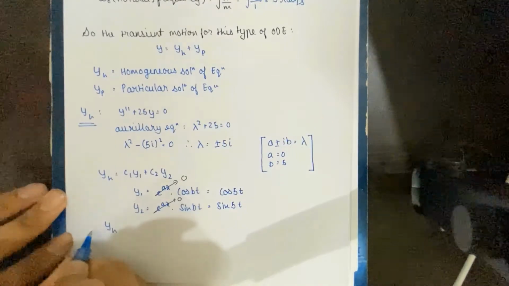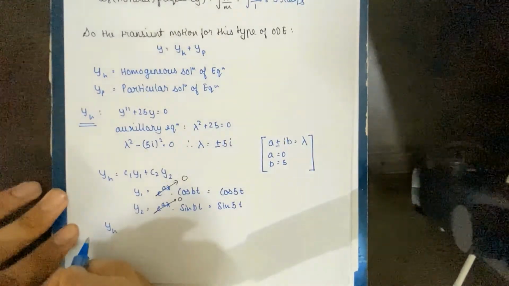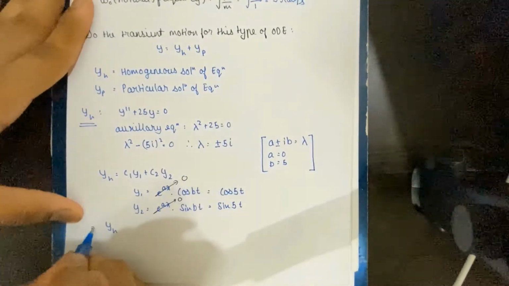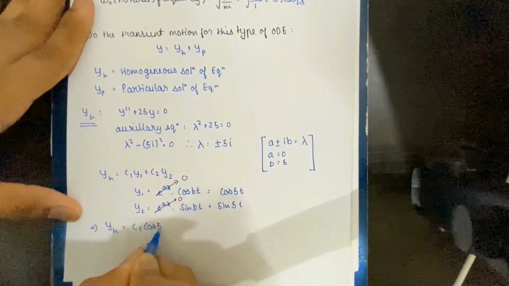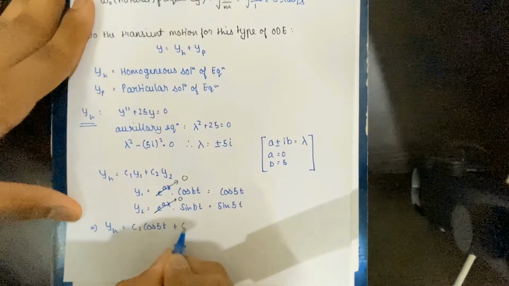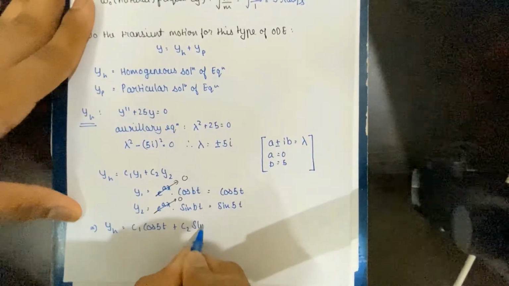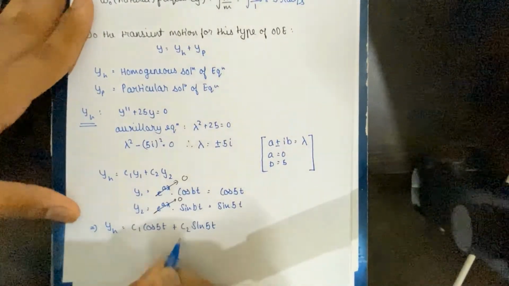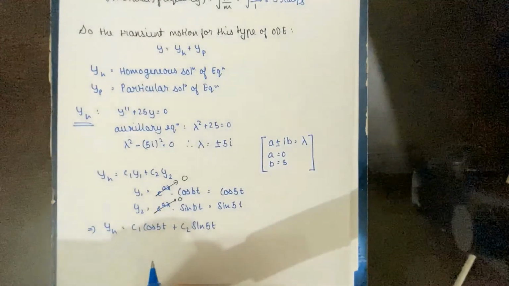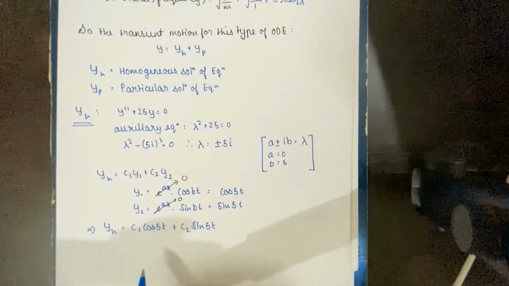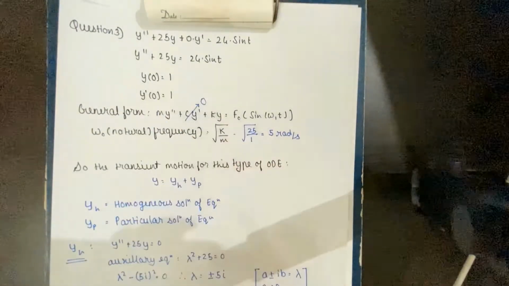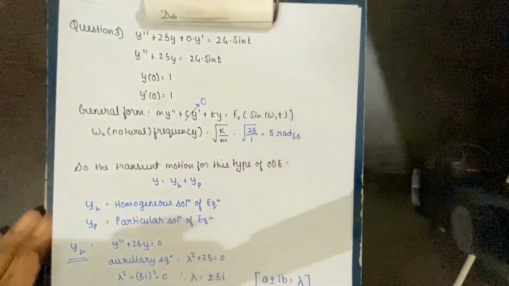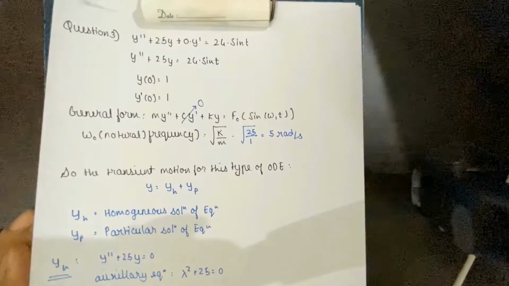So at the end, yh equals c1 cos 5t plus c2 sin 5t. We will get the values of c1 and c2 when we solve the initial value problem using these conditions, after we solve for yp. So now I am going to solve for yp.